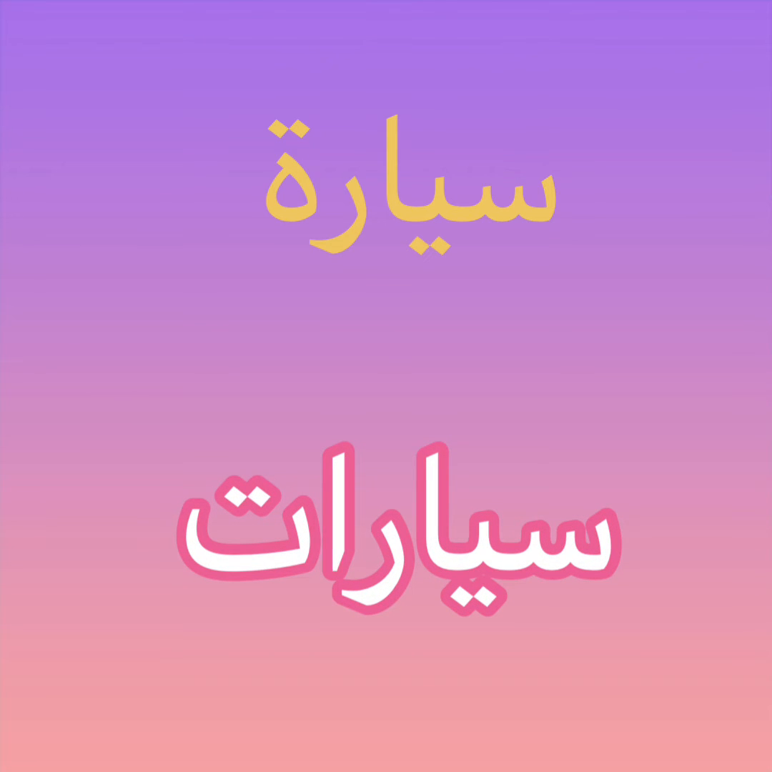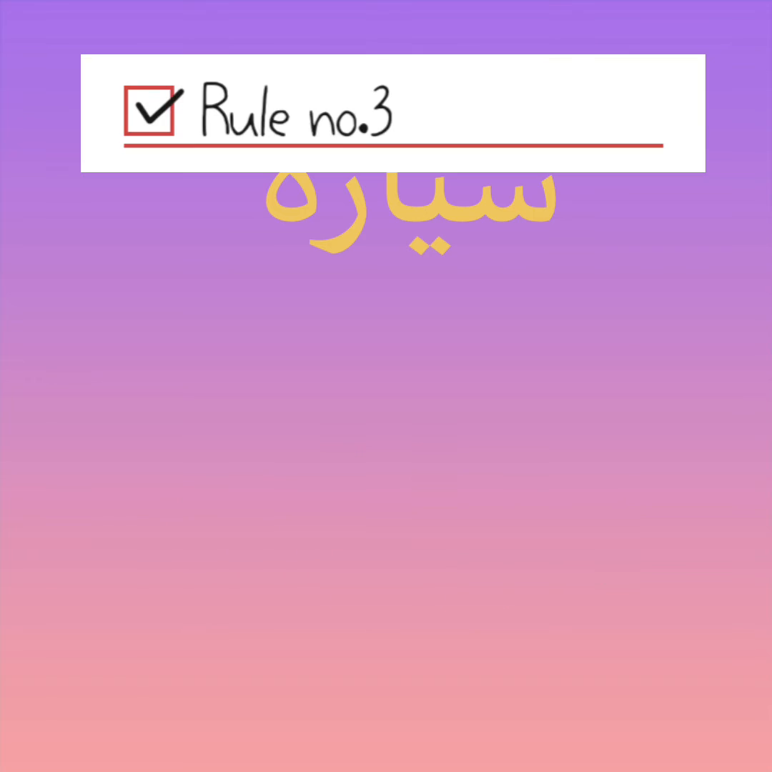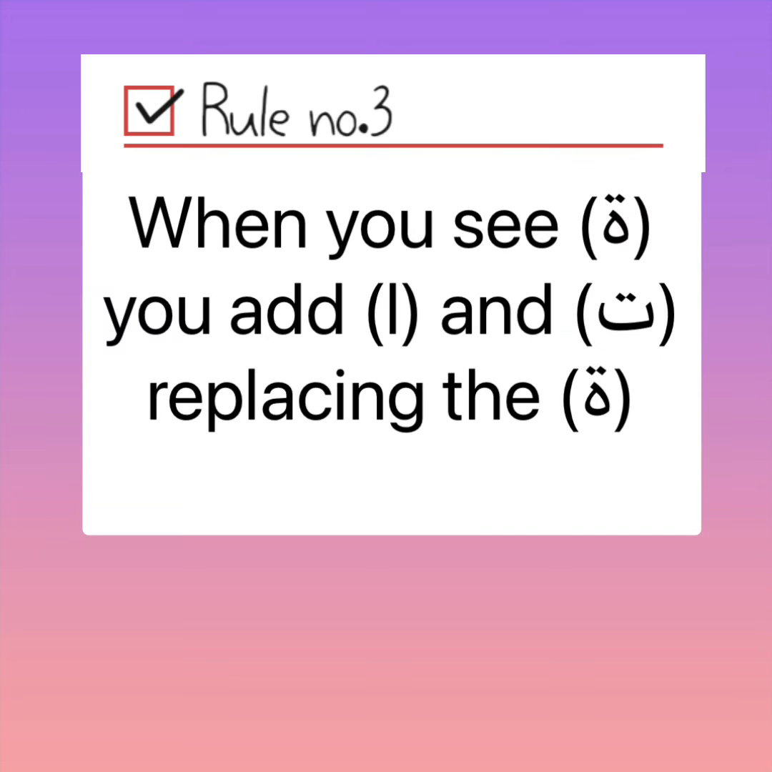Now I want you to do the word sayyara in plural. Please pause the video, try, and write the answer in the comment. So if you said سيارات, it is the right answer. This is following rule number 3, which is if you see a closed ta, you always put a mad alif and a ta مفتوحة right in the end of the word, making it سيارات.